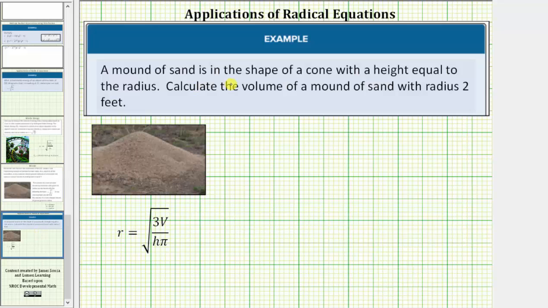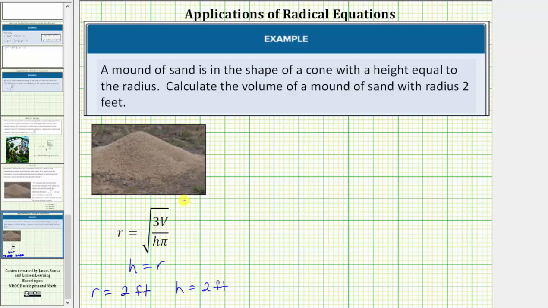We're given a mound of sand in the shape of a cone with a height equal to the radius. We are asked to calculate the volume of a mound of sand with radius 2 feet. From the given information, we know the height equals the radius, so for our equation, h is equal to r. We're also given the radius equals 2 feet. So if r equals 2 feet, because h equals r, h, the height, is also equal to 2 feet.